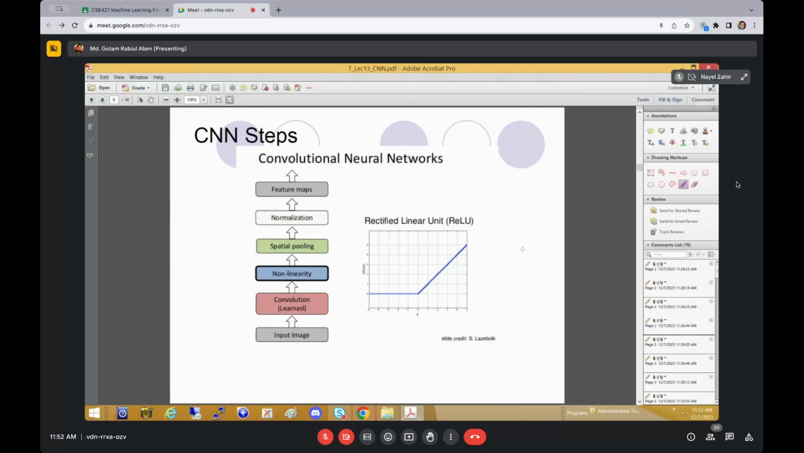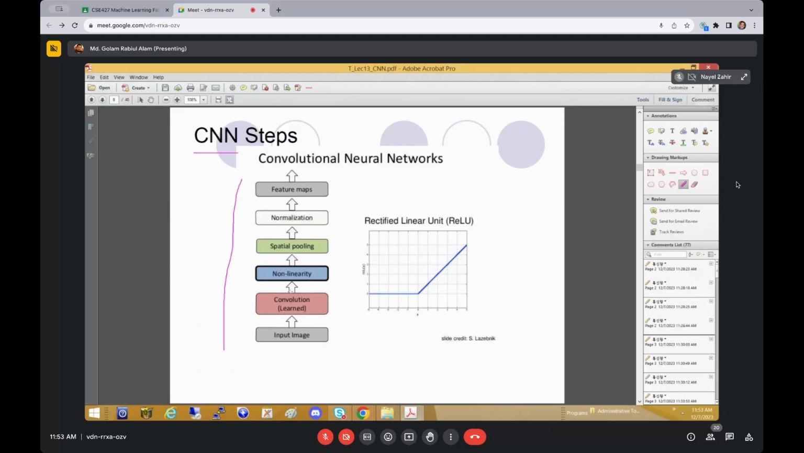Different architectures of CNN are also used for object detection, like YOLO V3, V5, V9. Those are for object detection, along with Faster R-CNN. So that means we have different architectures of convolutional neural networks for different purposes.